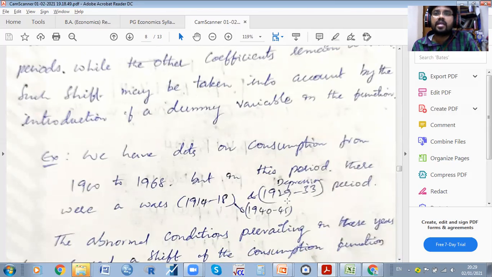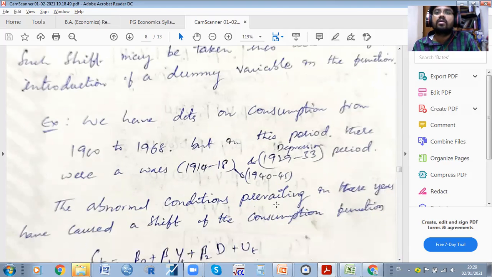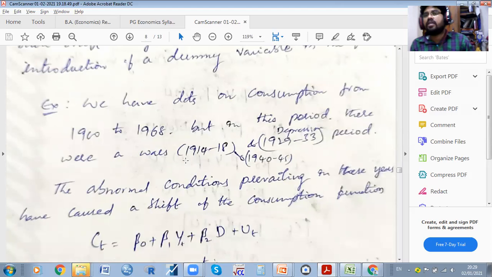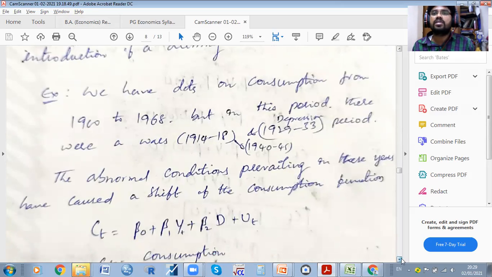So in this period, if you want to know the consumption behavior or consumption levels, the abnormal conditions prevailing in these years have caused a shift of the consumption function. That is a consumption shift, nothing but here during this time and during this time there is a consumption shift. So how can we write the consumption function?